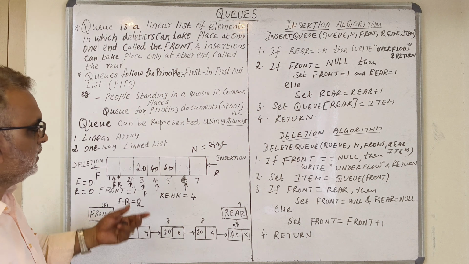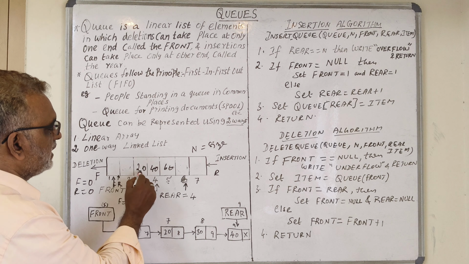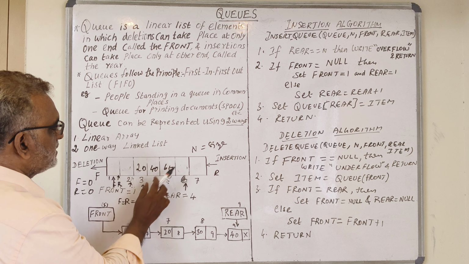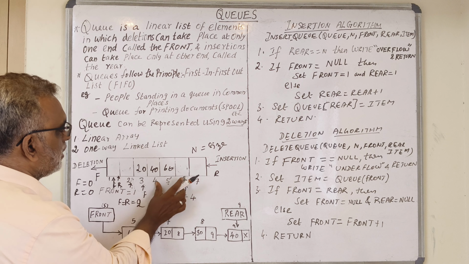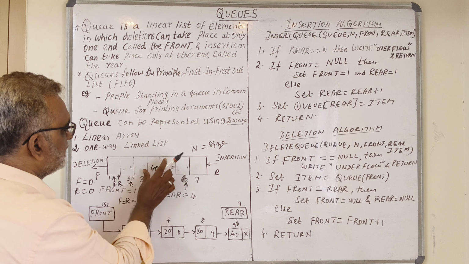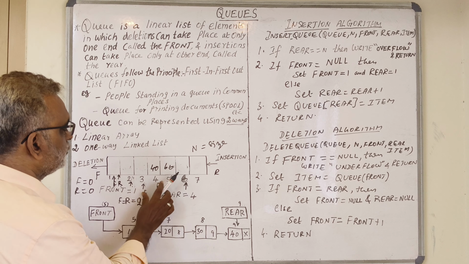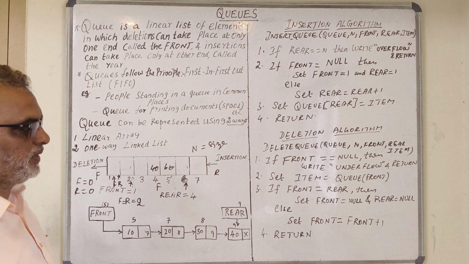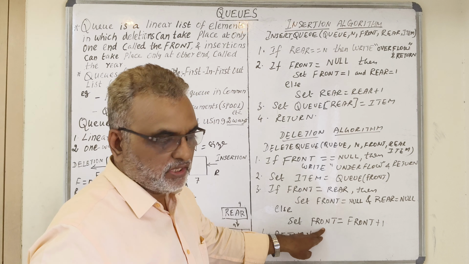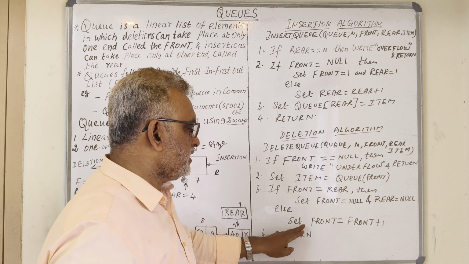If you are deleting this element, after deletion, 20 is deleted, and the front is here. Automatically the front will go to the next location. So that is the last statement: set front is equal to front plus 1.